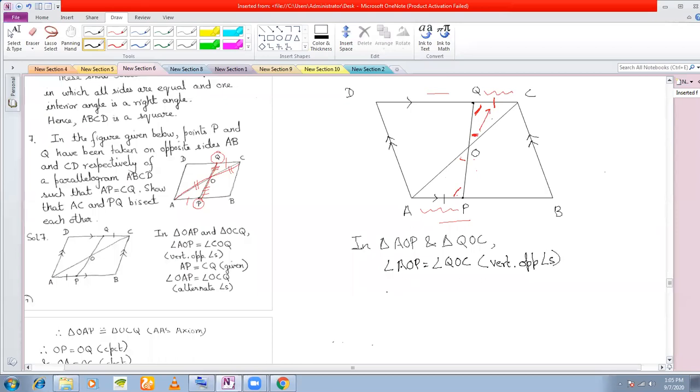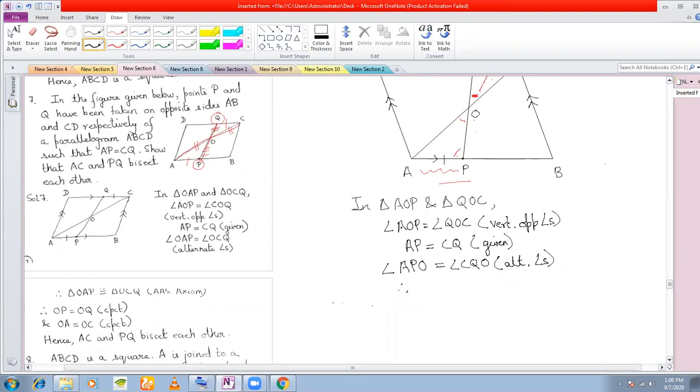Okay, next, AP is equal to CQ, given. Okay, and we'll consider angle APO first because we have written triangle AOP first. So angle APO is equal to angle CQO because they are alternate angles. Therefore, triangle AOP is congruent to triangle QOC.